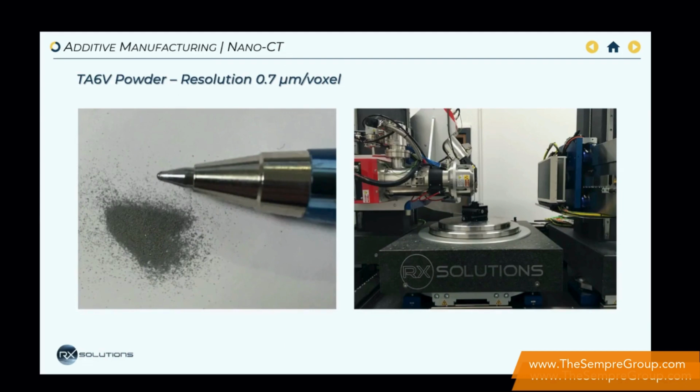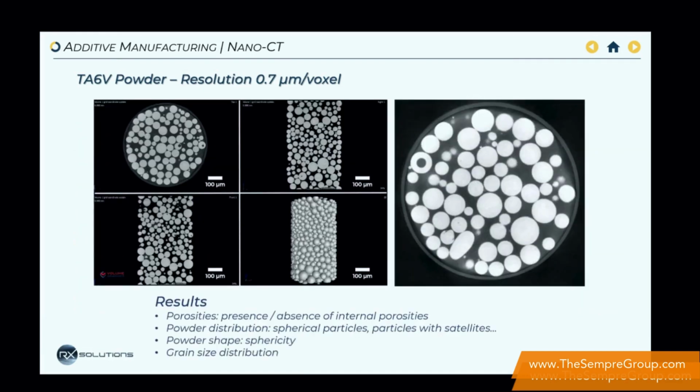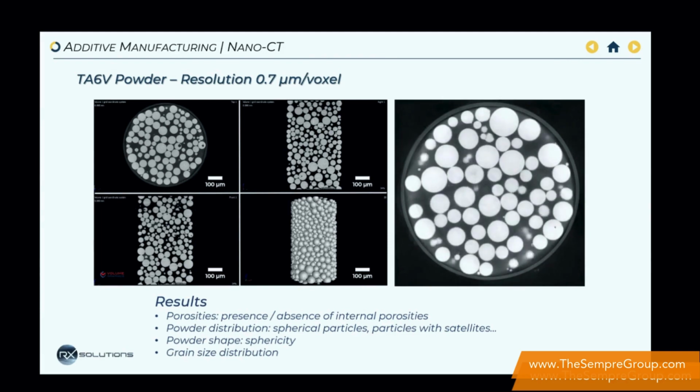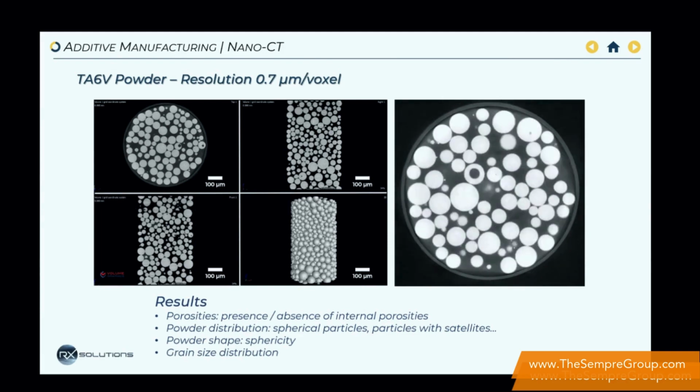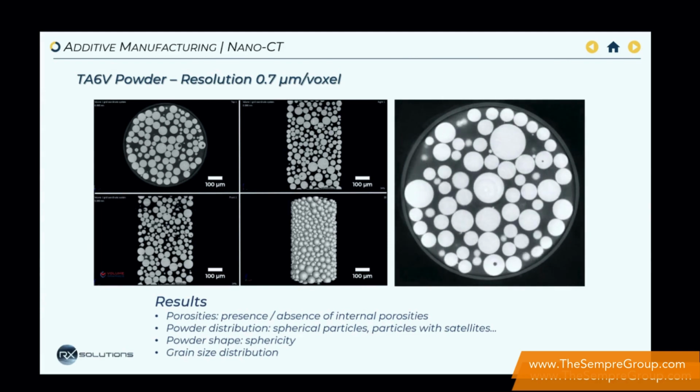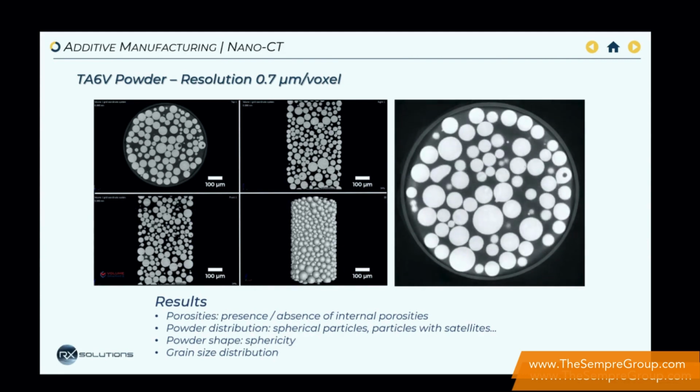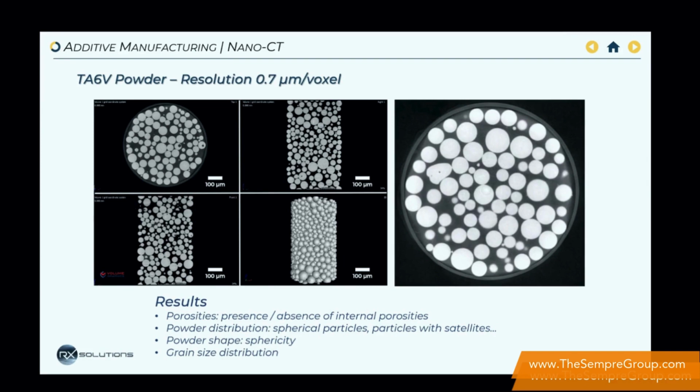Then another example in additive manufacturing, where we're going to analyze the powder which is used for the printing of metal components. So in this case we are visualizing the different powder particles, so we can measure them, we can check if there's porosities inside, so it helps us to understand the distribution of the powder.